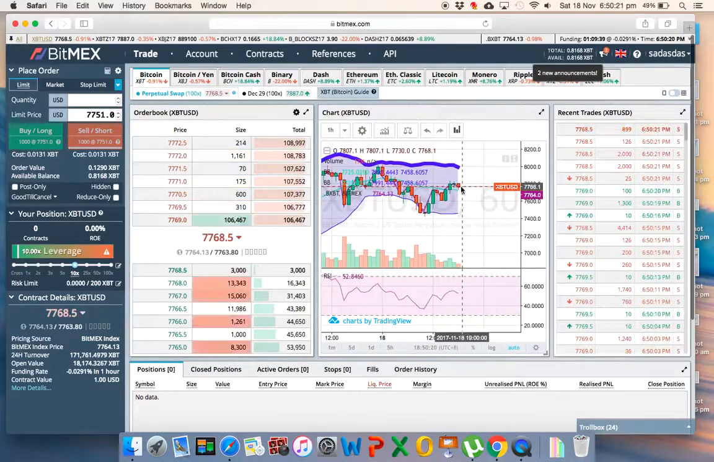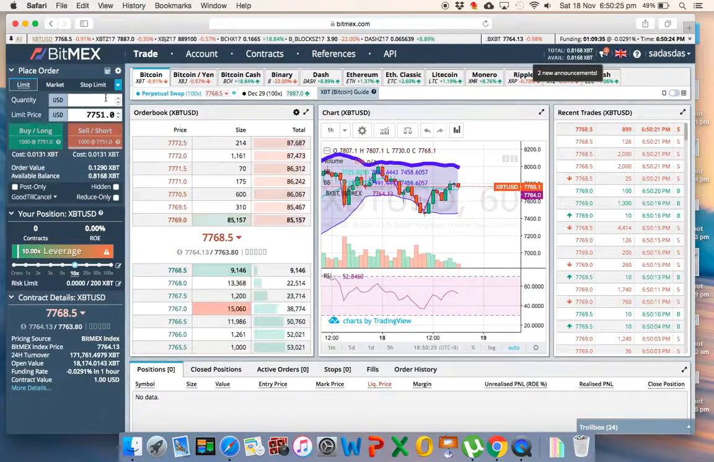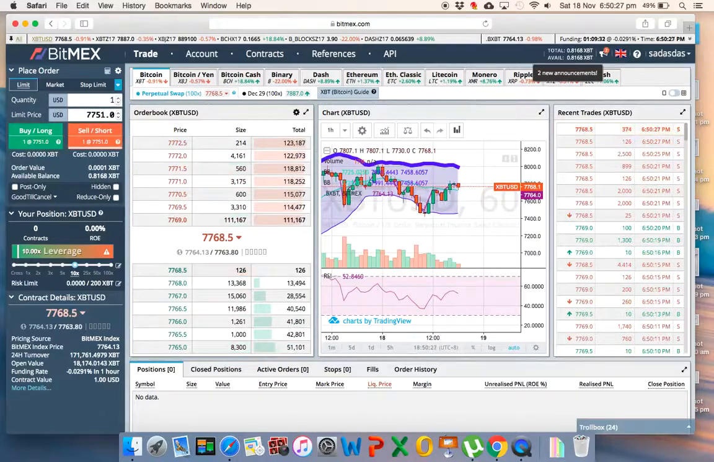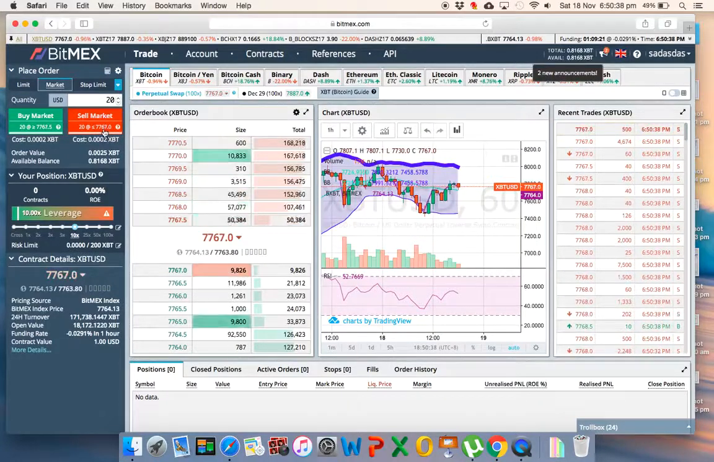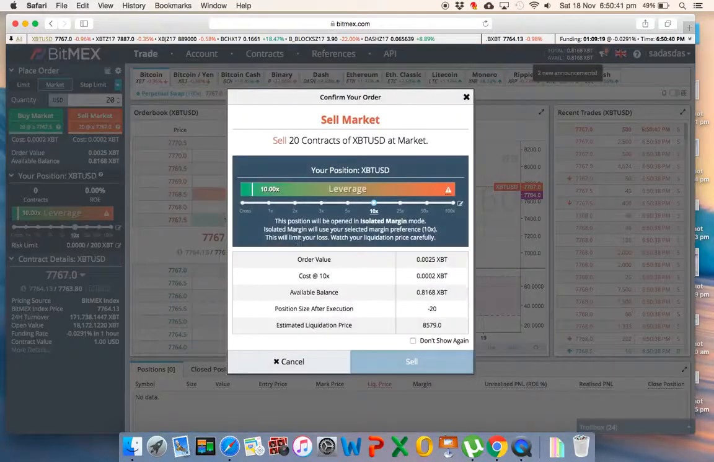Assuming you feel that, oh, okay, Bitcoin is going to drop from here. So what I would simply do is, I'm just doing it as a test example. So I'm just going to use like $20, okay? So I'm going to do like 10 times. So I'm using $2. So I'm going to short it at the market, okay, because I feel it's going to go down. You can see it costs me only 0.002 Bitcoin for this $20 worth of shorting. And my estimated liquidation value is 8577.